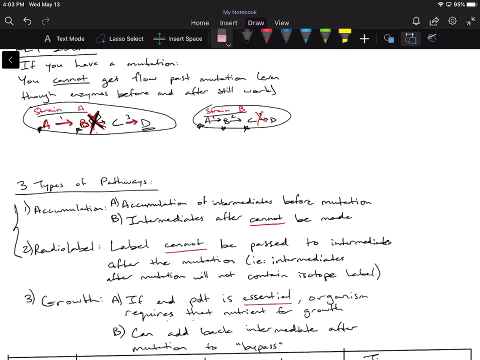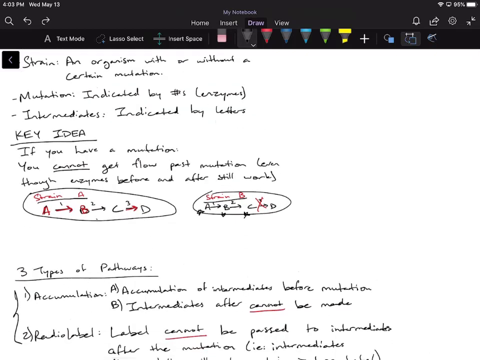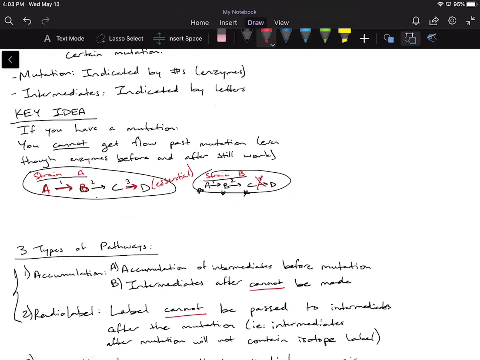So whenever you're given a growth pathway, it's always going to tell you what is essential for that pathway. For example, let's just say that in strain A, D is essential, okay?